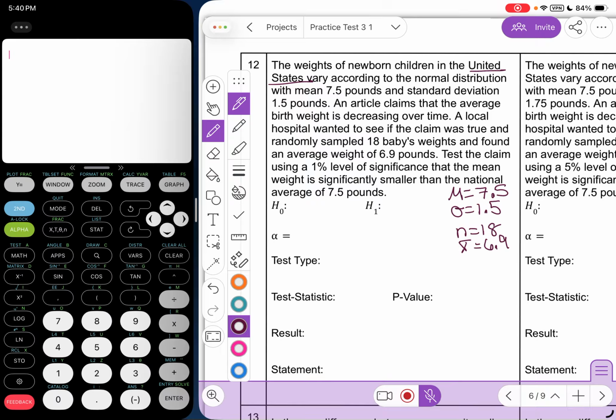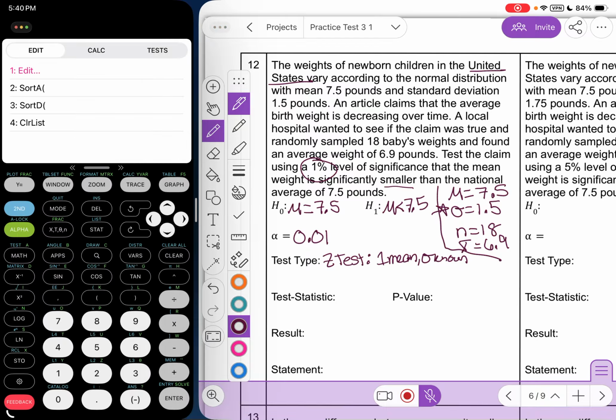So we have one sample. We're talking about mean, and we know the population deviation. So that's going to be a z-test. We have one mean, and we know the population deviation. So we're testing that the mean weight is smaller. So H0 always equals, and then H1 is going to be smaller. We're using the 1% level of significance, so it'd be 0.01. So now let's do it.